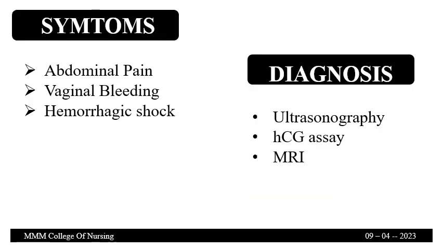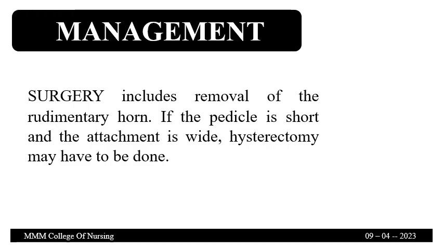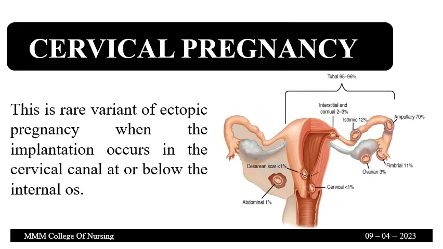Symptoms: abdominal pain, vaginal bleeding, hemorrhagic shock. Diagnosis will be ultrasonography, HCG assay, and MRI. Management: surgery includes removal of the rudimentary horn. If the pedicle is short and attachment is wide, hysterectomy has to be done.